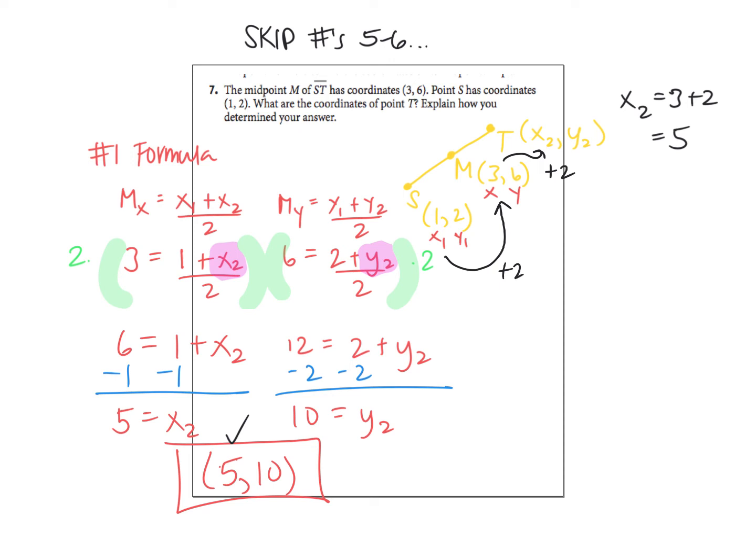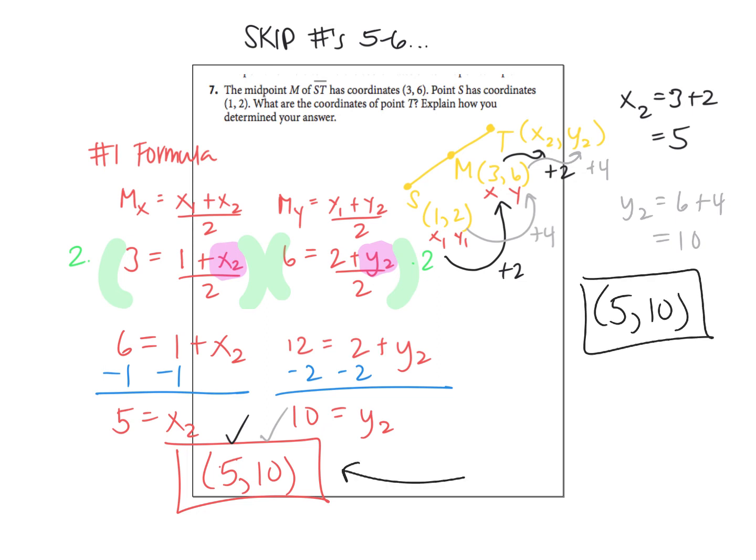We're going to do the same thing with the y values. How do I go from 2 to 6? Well, I add 4. And then I'm going to do the same thing when I go from 6 to my other y value. I'm going to add 4. So for my y2, I'm taking 6 plus 4, and that gives me 10. Hey, that's exactly what I got before. So my coordinates here will be the same. It'll be 5, 10. Both work. Both check out.